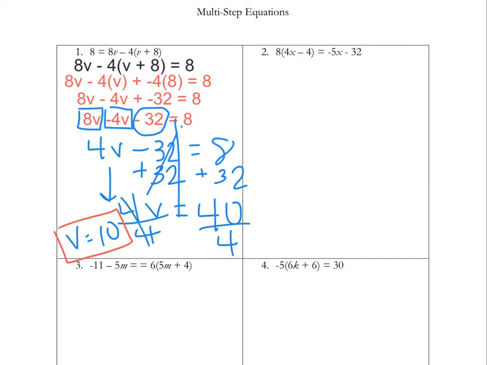All right. And if you want to check to see if that's true, what you would do is plug in the 10 for this v. Then you would solve this as you would a normal PEMDAS problem, doing the parentheses first, and then multiplying times our negative 4. So 10 plus 8 gives us 18 times our negative 4. Let's see, what is 18 times negative 4? I get a negative 72, right?